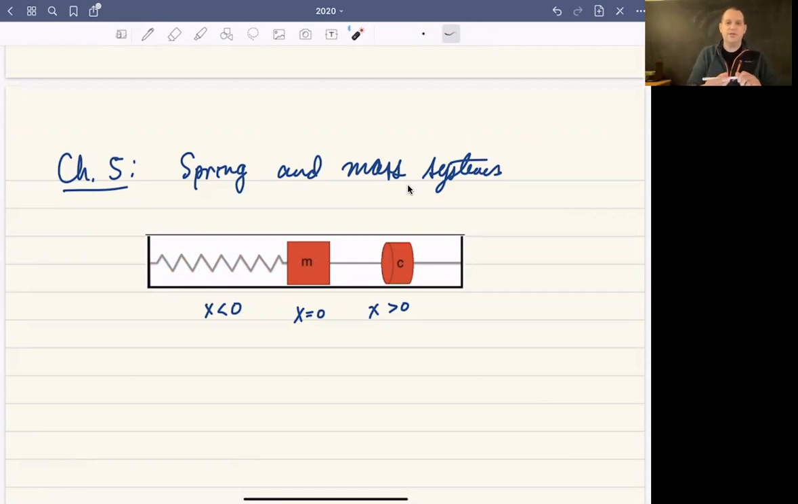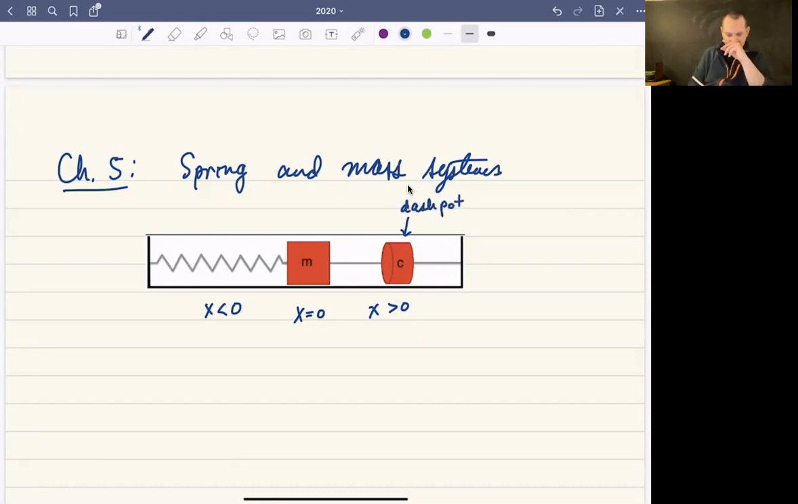You could also assume that on the other side of the mass, there's what's called a dash pot or a dampener. The idea is that it can take away some of the vibrations and change the way that the system works. So this thing over here is called a dash pot.